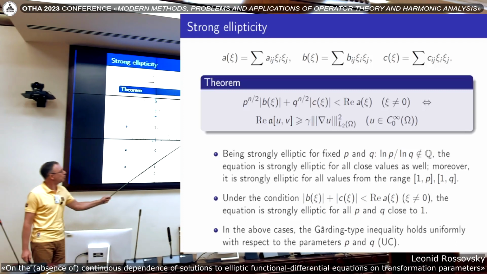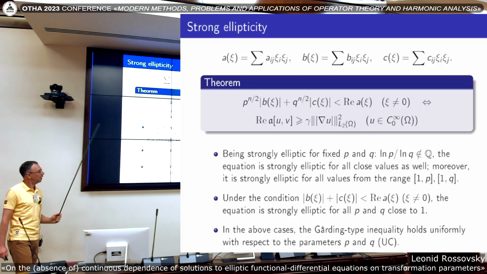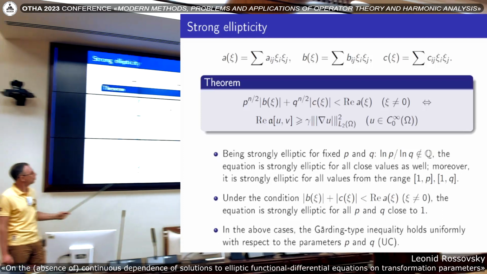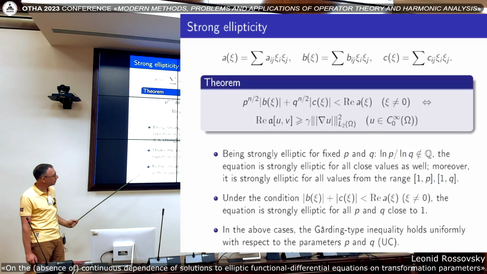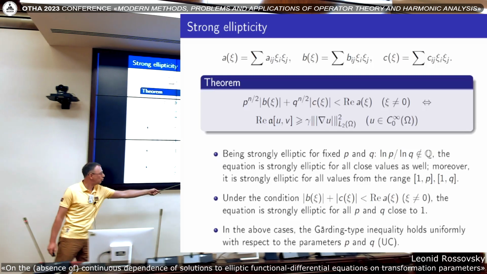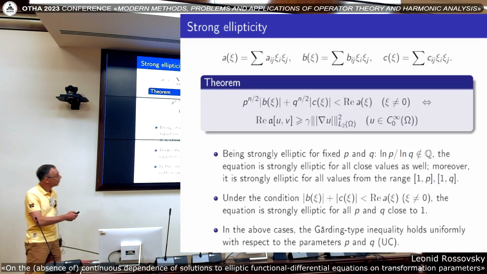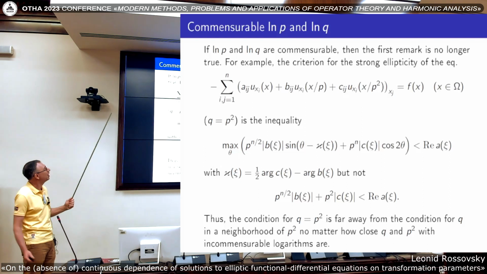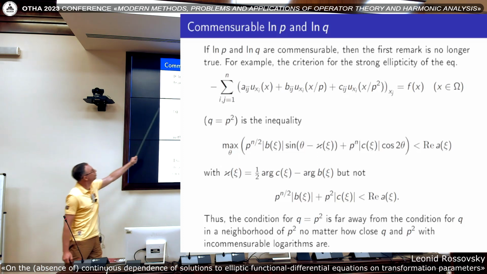Moreover, it is strongly elliptic for all values from these ranges. And under the condition, the equation is strongly elliptic for all P and Q close to 1. And in the above cases, the Gårding type inequality holds uniformly with respect to the parameters P and Q. But this is not the case if our scaling parameters are commensurable. And then the first remark is no longer true.